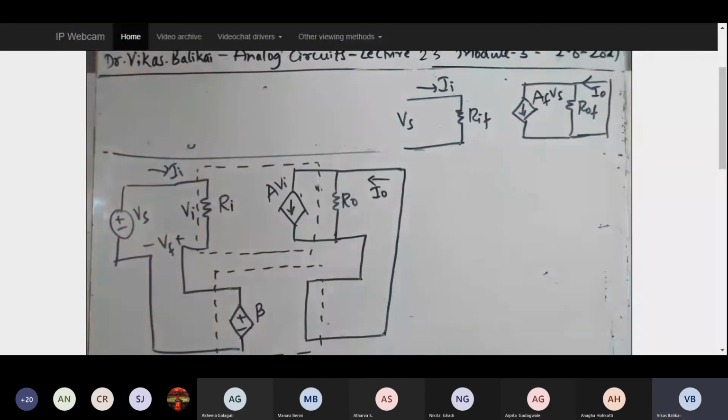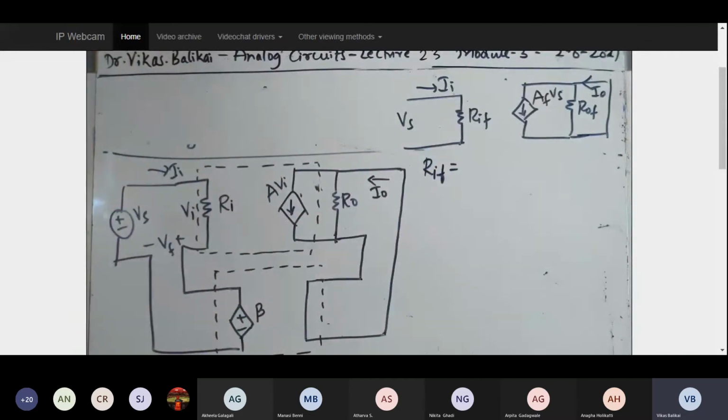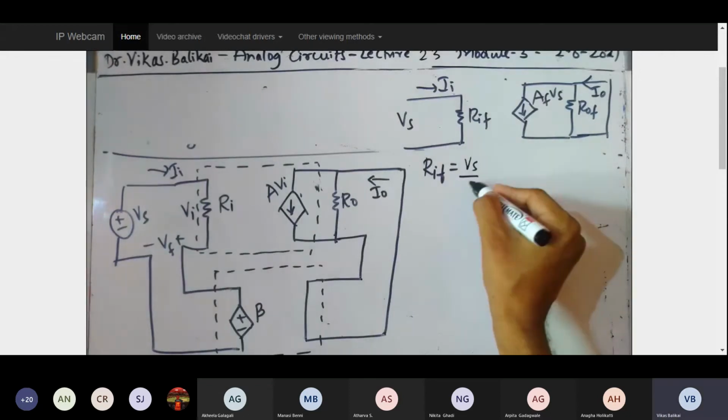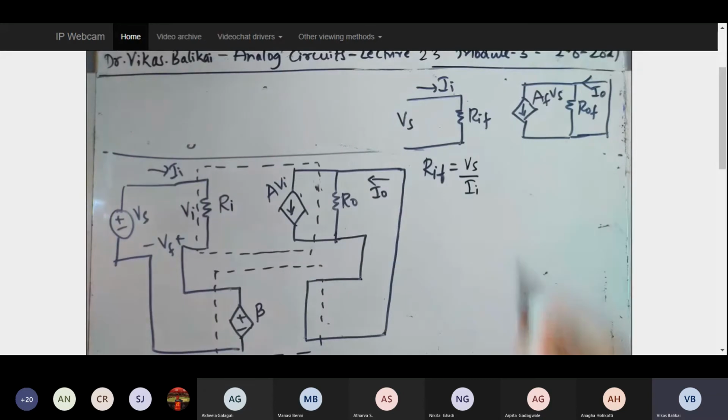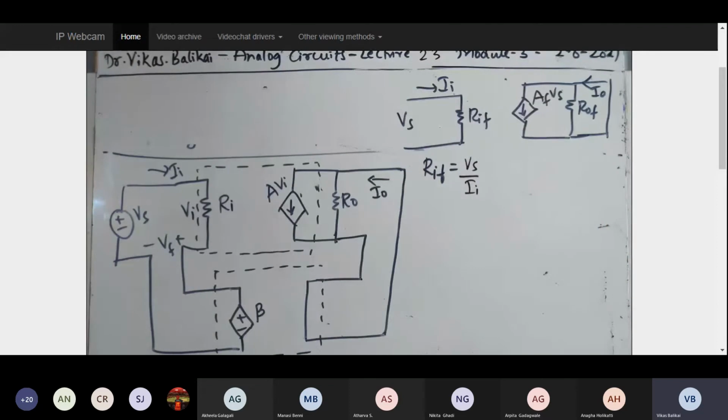So let us try to understand how exactly I write my RIF equation. How can I write the RIF equation? RIF is equal to VS. Can you just see over here? RIF can be written as VS upon II. That's how I can say RIF from this equivalent circuit, VS upon II. Please observe carefully. This is exactly the same way we do for all the 4 configurations. You may feel confused, but if you carefully observe the circuit and draw the equivalent circuit, you will find the answer right there, and no need to mug up also.